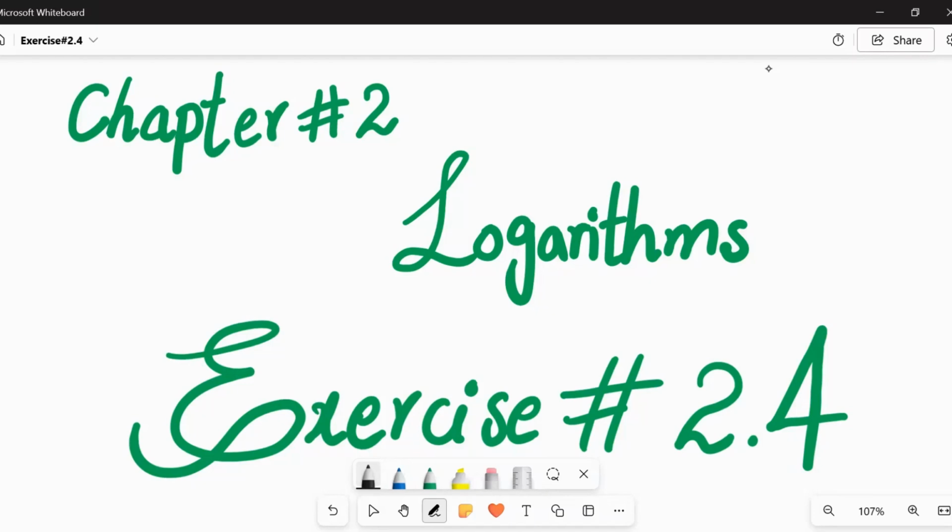Bismillahirrahmanirrahim. Assalamualaikum students. Today we are going to learn how we can apply the properties of logarithms to solve our questions in exercise 2.4. So before we start, repeat after me.